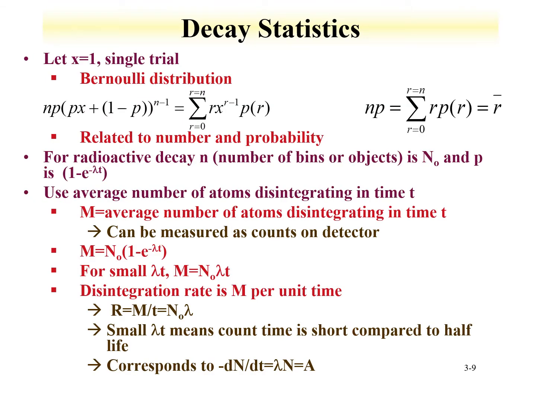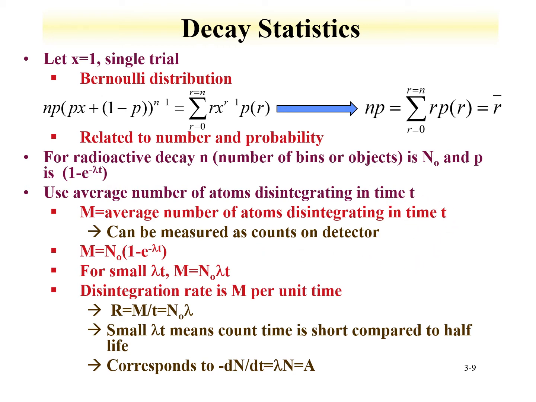Using the equation from the previous page, we set x equal to 1, which is for a single trial. This is really the Bernoulli distribution, which you may have seen in previous courses. The equation then becomes this, where again our average disintegration winds up being a function of number and probability. For radioactive decay, the number, the n, number of bins or objects, is the initial amount, and p, this probability, is 1 minus e to the minus lambda t. So we can use an average number of atoms disintegrating in a given time, where m will be this average number of atoms disintegrating in a time t.